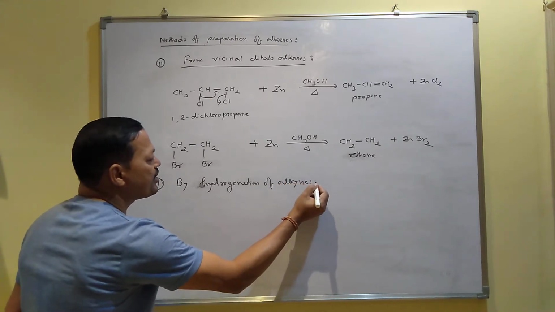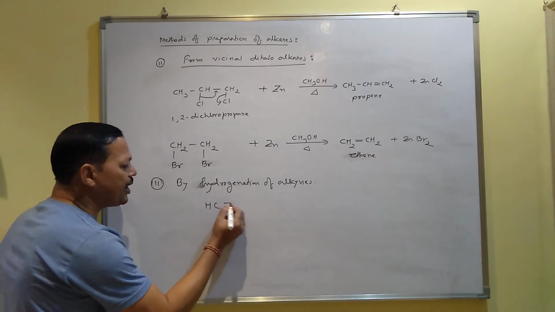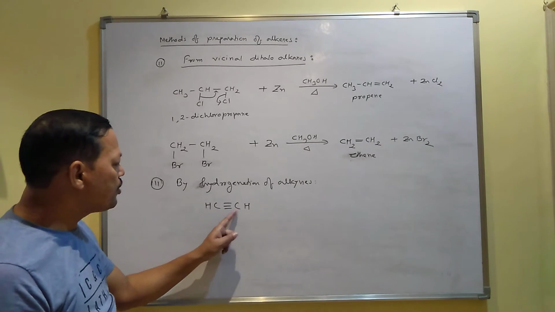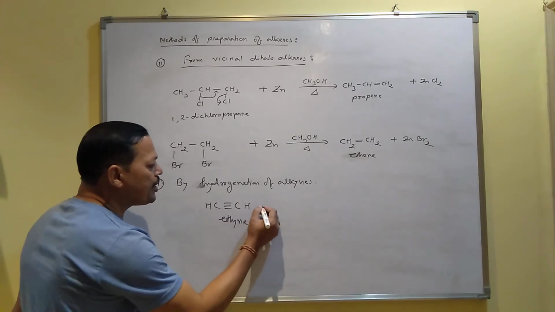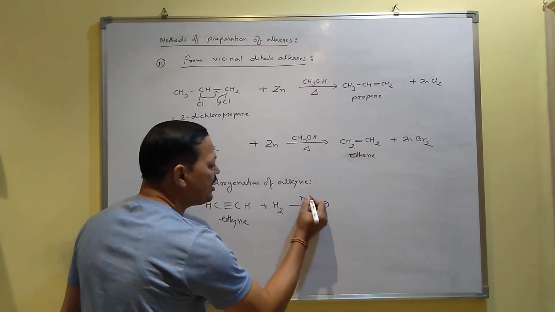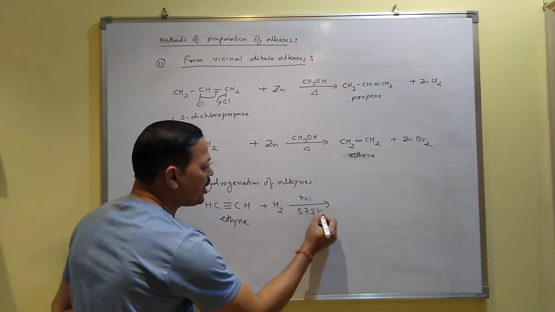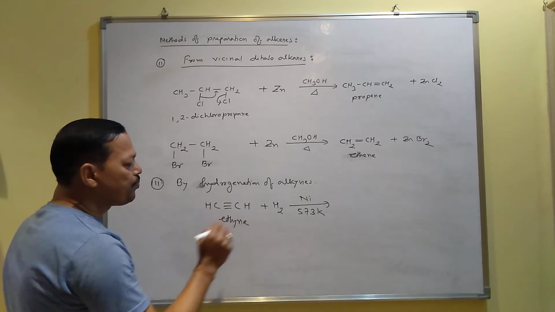You know hydrogenation means addition of hydrogen. For example, this is one of the alkyne. As you know, alkyne contains a carbon-carbon triple bond. So here two carbons are present, that's why it is called ethyne. When you add hydrogen to ethyne in the presence of nickel as catalyst, with temperature required 573 Kelvin, then both the carbons will take one hydrogen.